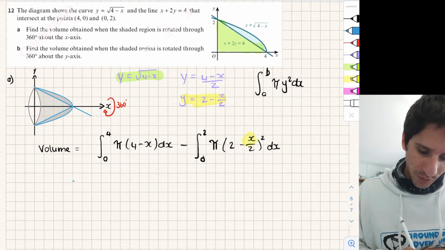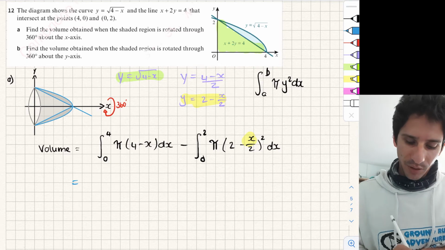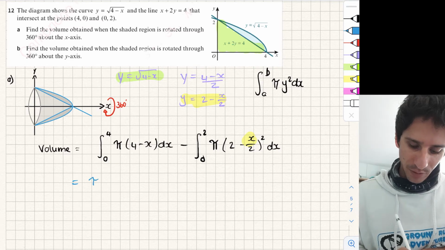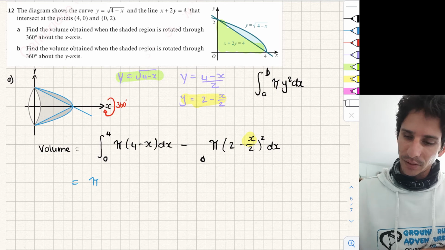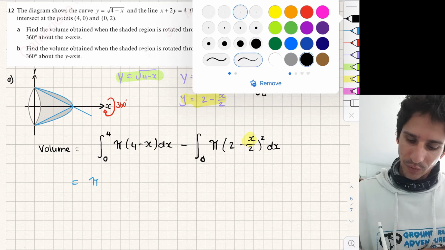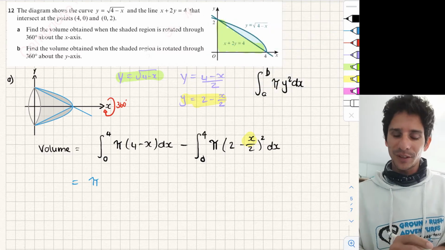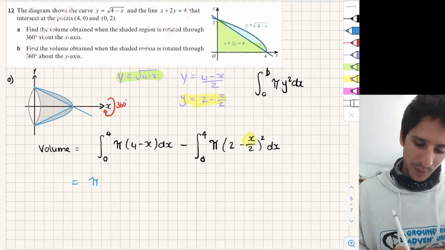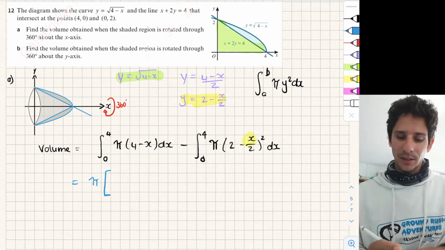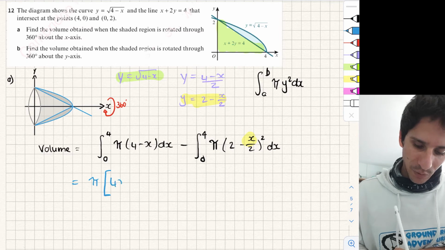We've got our integrals. Let's find our primitive functions. Okay, I'm going to pull the constant pi out the front. This is supposed to be 4. Okay, 0 to 4, sorry. So we're going to pull the constant pi out. Right. Let's anti-differentiate. 4 minus x is going to give me 4x minus x squared over 2 from 0 to 4.